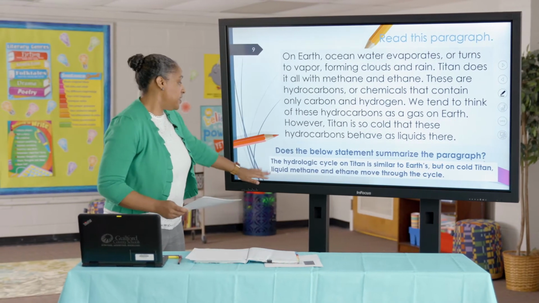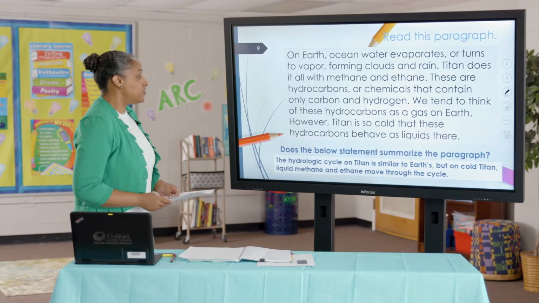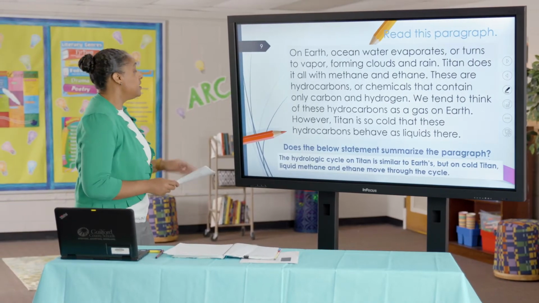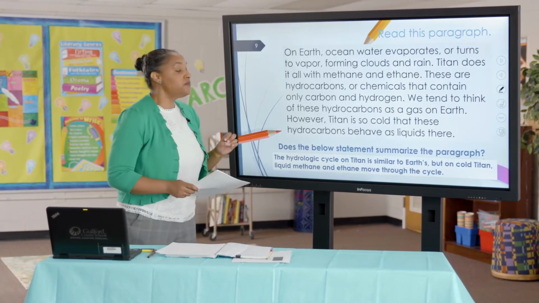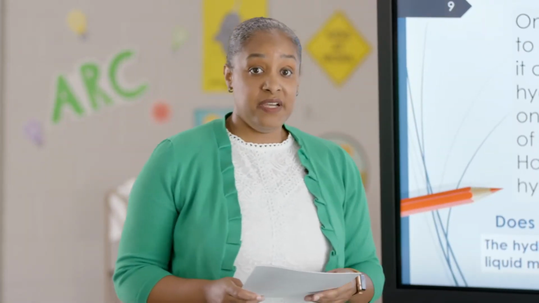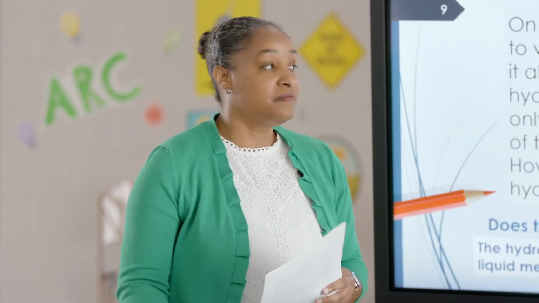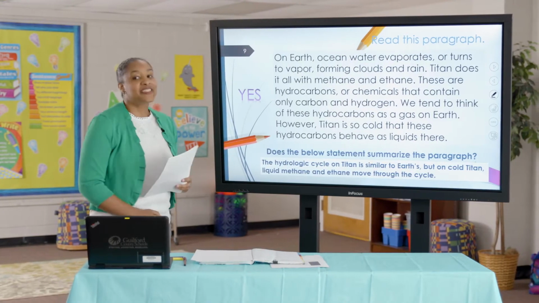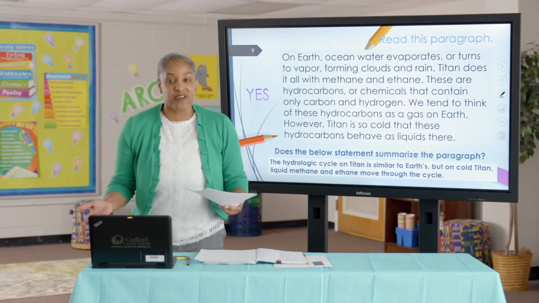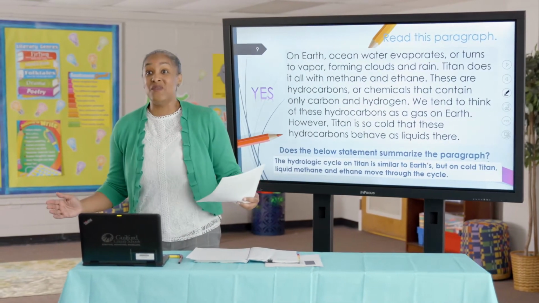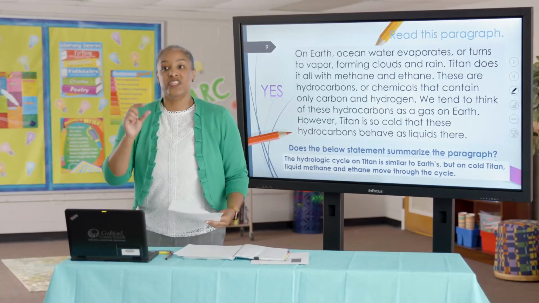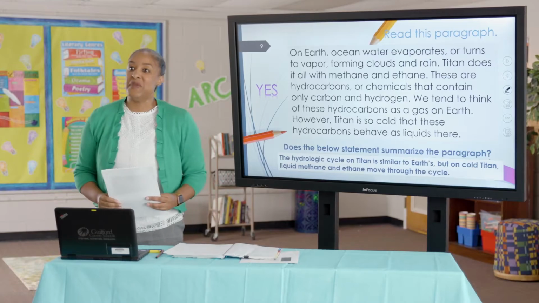So let's look at our statement here. The hydrologic cycle on Titan is similar to Earth's, but on cold Titan, liquid methane and ethane move through the cycle. Does this summarize our paragraph here? It does. Now keep in mind, when we're making summaries, we're not restating everything that was mentioned in that excerpt or that paragraph, but a gist, which is a brief statement, 1 or 2 sentences at max.